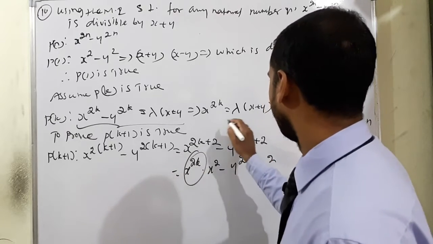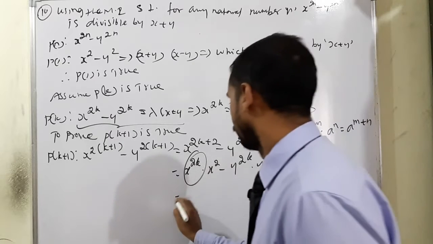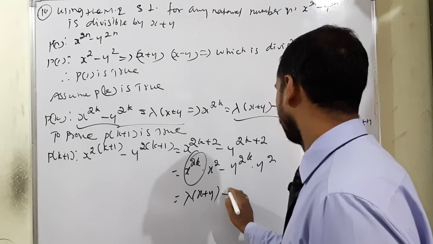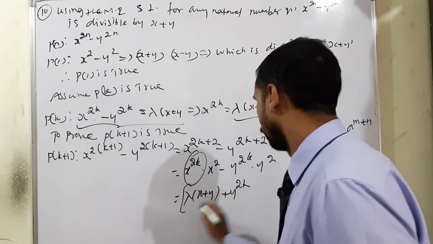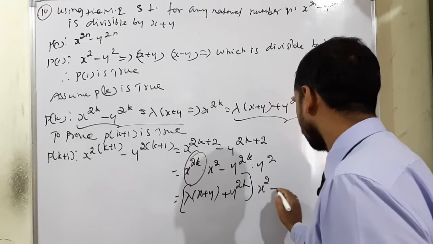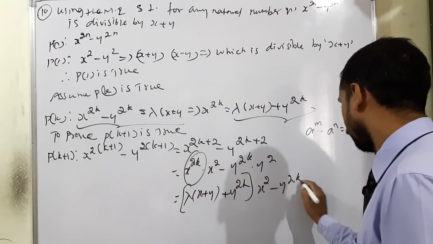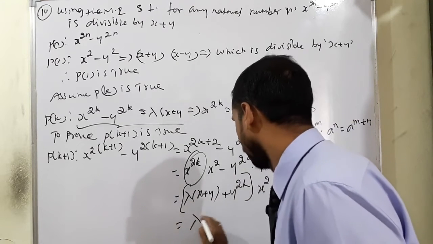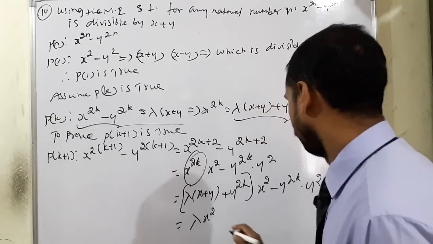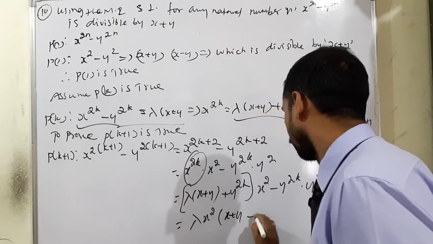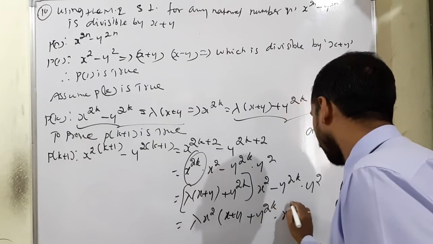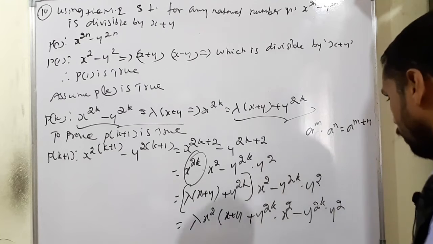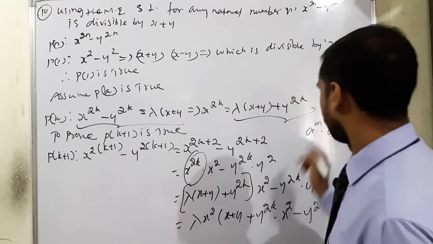Instead of x to the power 2k we can write it. What's the value we found? So lambda into (x + y), then plus y to the power 2k, the whole term into x squared outside. Next term as it is, minus y to the power 2k into y squared. Then remove the bracket. So lambda into x squared means lambda x squared, then into (x + y) plus y to the power 2k into x squared minus y to the power 2k into y squared. So the first term as it is, what is the term?